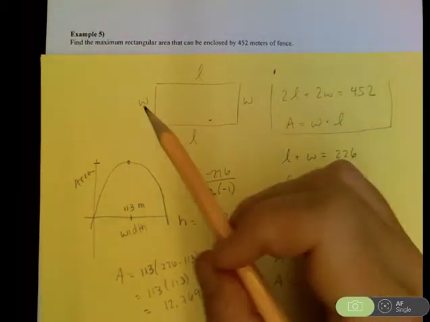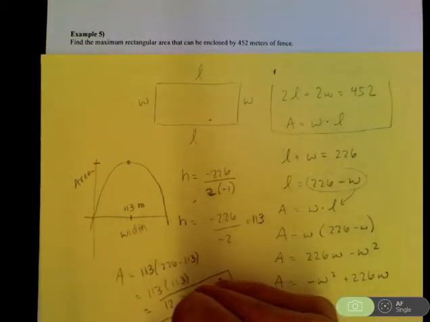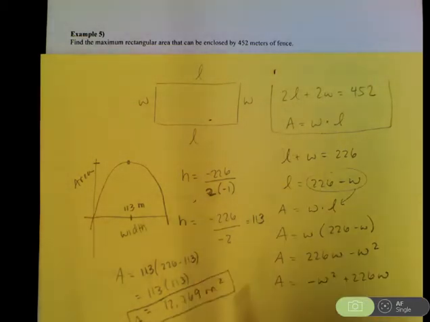meters squared. All right, find the maximum rectangular area. The maximum rectangular area is going to be 12,769 meters squared.